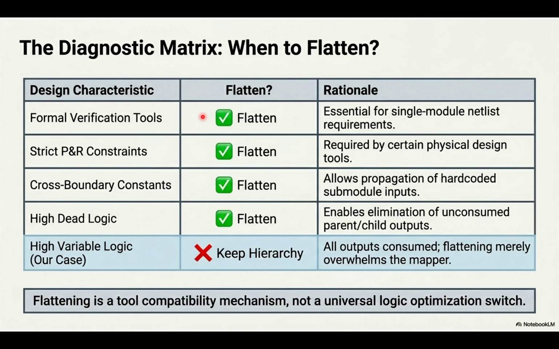Give me an example. For instance, consider formal verification tools. Okay. These are software programs that mathematically prove a chip's logic won't fail. Many of these tools strictly require a single module netlist to run their proofs. Oh, I see. If you don't flatten the design, the verification tool simply throws an error and refuses to run. Okay, so in that case, it's an interoperability hostage situation. Yeah. You have to flatten it just to make the next piece of software in your tool chain happy, even if it costs you some physical efficiency. Precisely. Similarly, some older place and route or PNR tools, which physically map where the silicon goes on the chip, will flat out reject hierarchical designs.